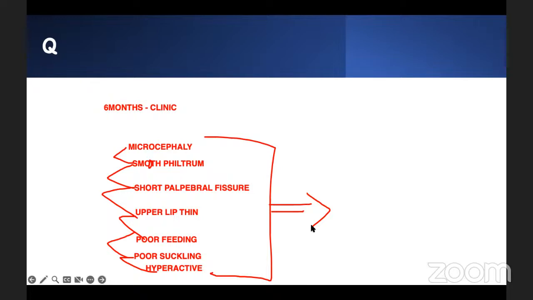And Bridget destroyed the thing. Bridget, she got it. Excellent. That's a good job right there, putting everything together, going with the buzzwords to be able to identify that problem. Microcephaly, smooth philtrum, short palpebral fissure, thin upper lip, poor sucking, poor feeding, and hyperactive. It's what I call FAS.